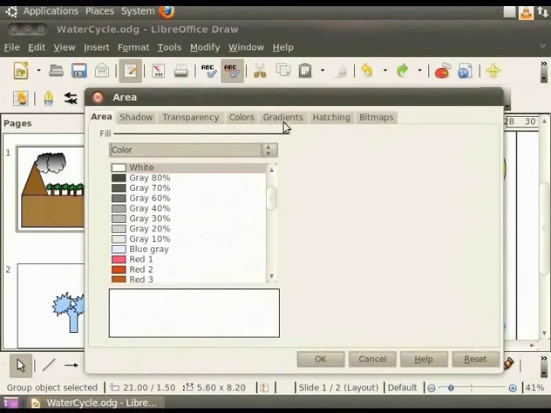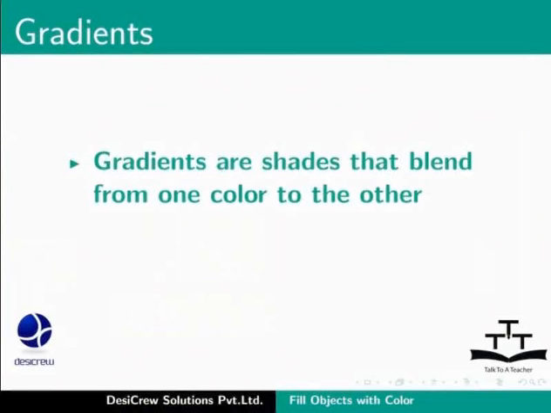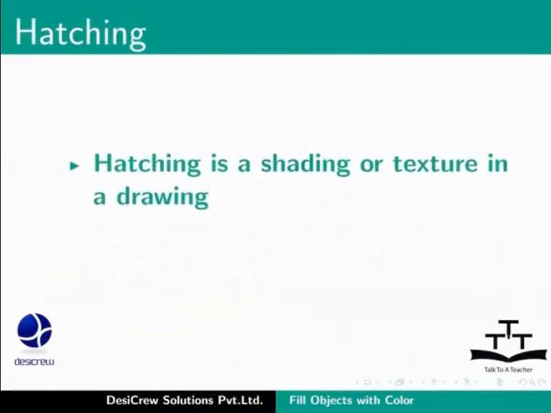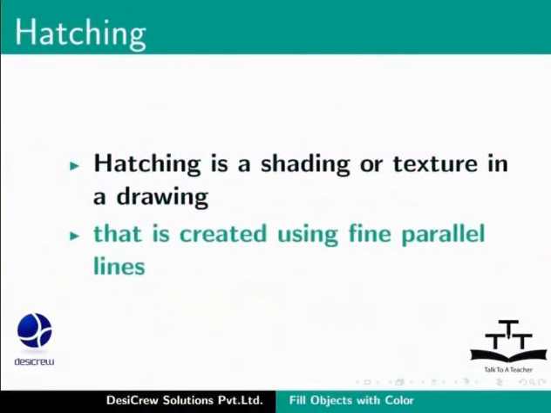You can create your own gradients and hatching too, using the tabs in the Area dialog box. Gradients are shades that blend from one color to the other. For example, the color shade moves from blue to green. Hatching is a shading or texture in drawing that is created using fine parallel lines.